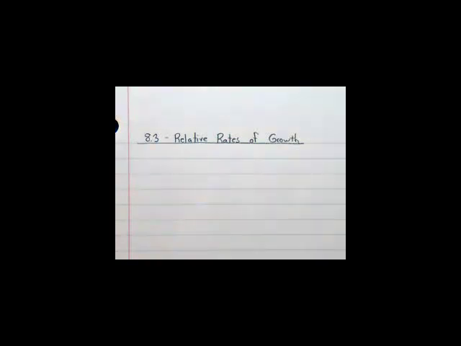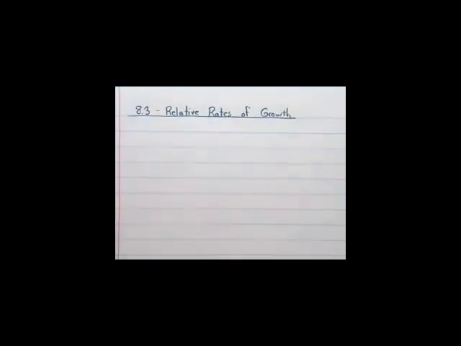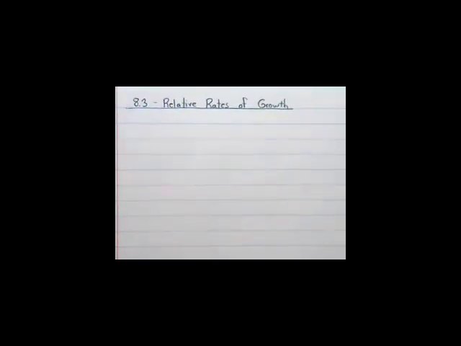Okay, very good. So today, guys, we're just going to start with 8.3 here, talking about relative rates of growth. We're actually going to use some of the things we've been talking about, especially the last section, L'Hopital's rule. We're going to use that quite a bit in here, to help us figure out if we have two different functions, which one grows more quickly than the other.